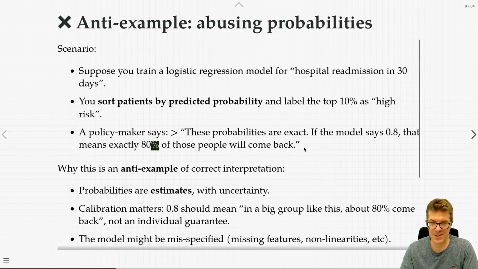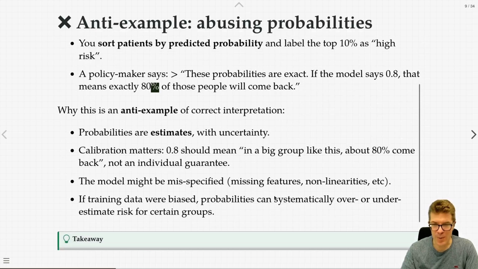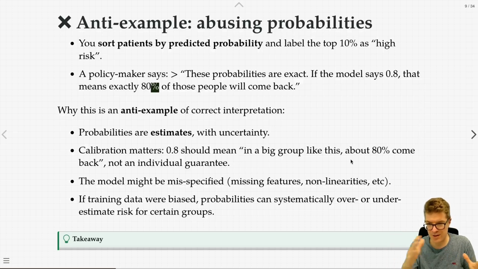So this is an anti-example, as the title suggests. These probabilities are estimates. There's uncertainty built in, like I mentioned a moment ago. Calibration can matter. So this can mean, we expect about 80% to come back. On a big sample, if you measure across the entire sample, normally there'll be around 80% of the population that'll come back before 30 days. With the regular caveats that we saw in the previous modules around bootstrapping, with those means of means, there's going to be a range that we'd expect. You can't say it's exactly 0.8.